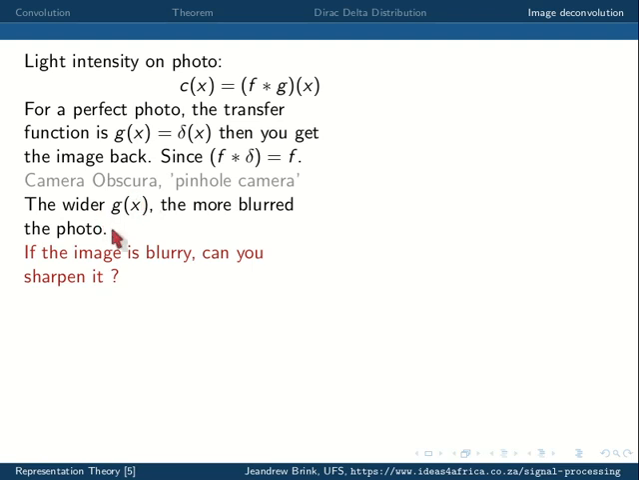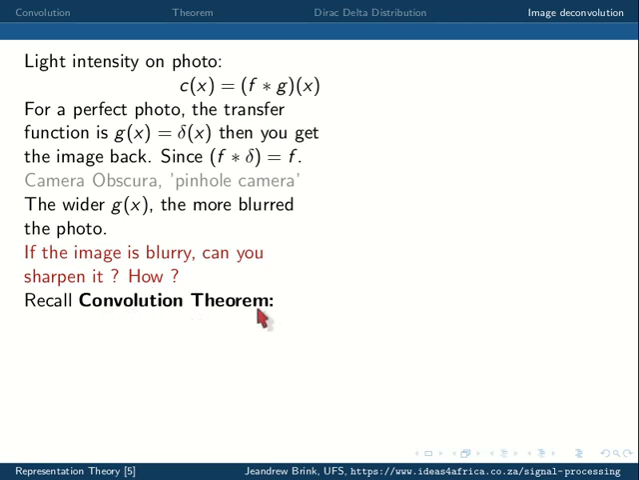So the question now is, if the image is blurry, can you sharpen it? And the answer, amazingly, is yes. And that's where the convolution theorem comes in. It's very, very clever, and it's used a lot. So the answer is yes. The next question is, how exactly do we do it? And the how comes in with the convolution.